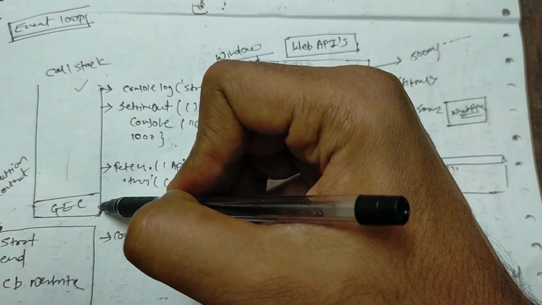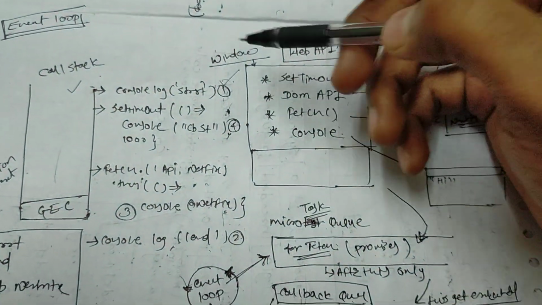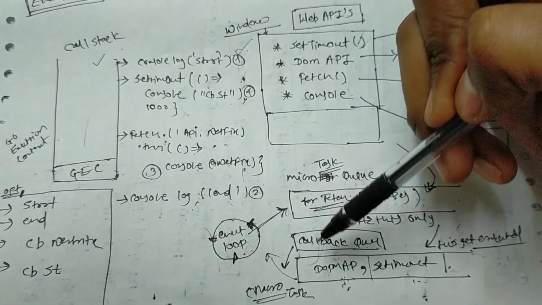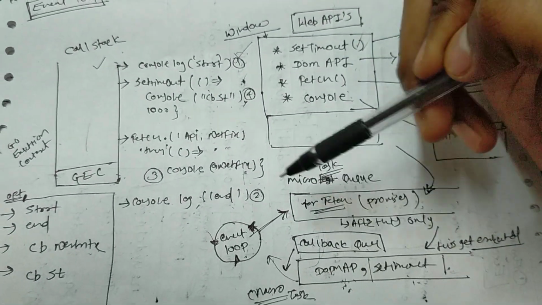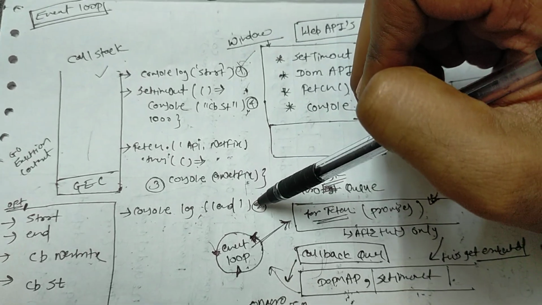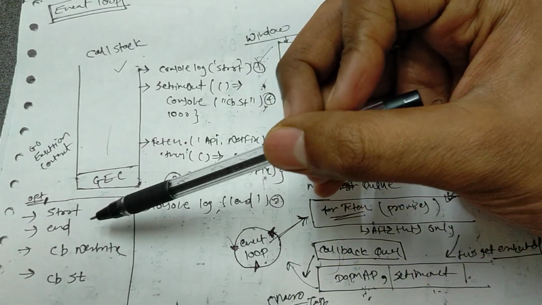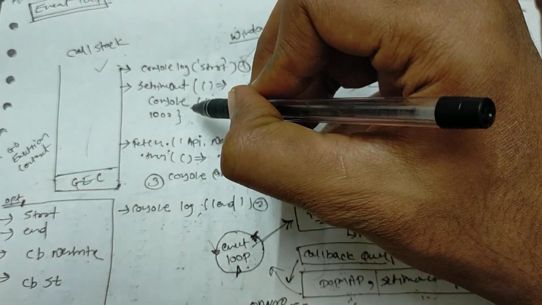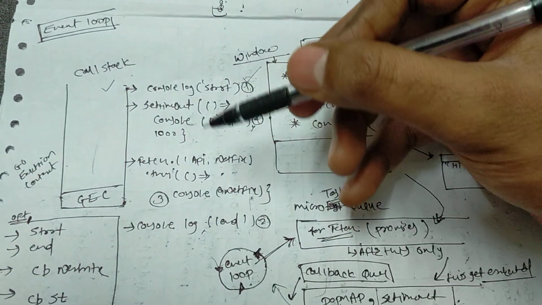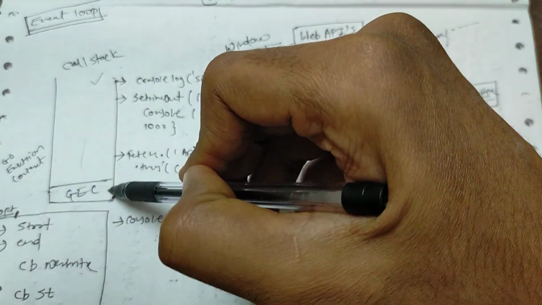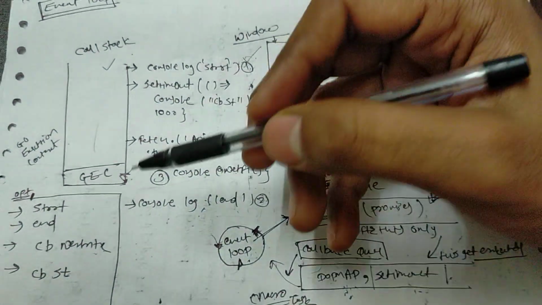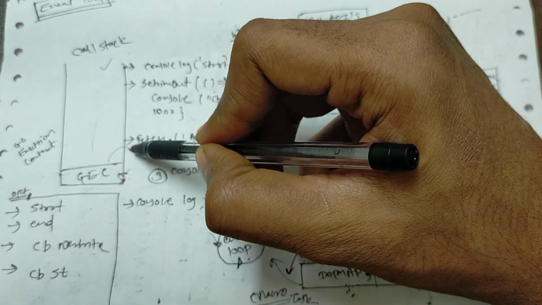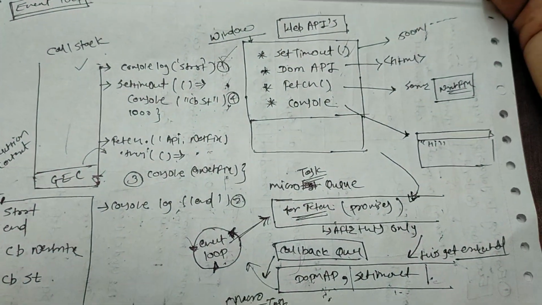When the global execution context got created, it printed out start, setTimeout went here, fetch went here, and third it printed the console log, so it printed start and end. After that, we don't have any functions on top of it, so everything just stopped here. It printed this thing and this thing, and then the global execution context gets removed after the whole program is over.